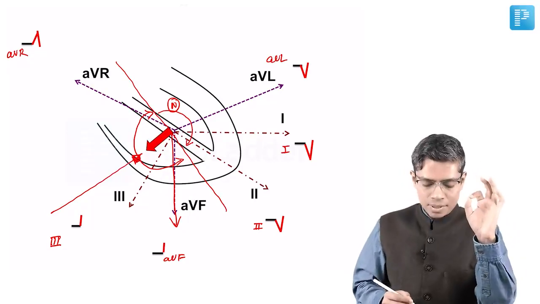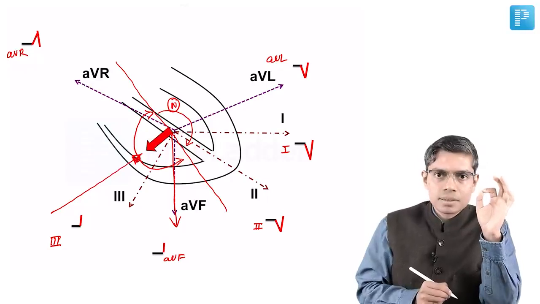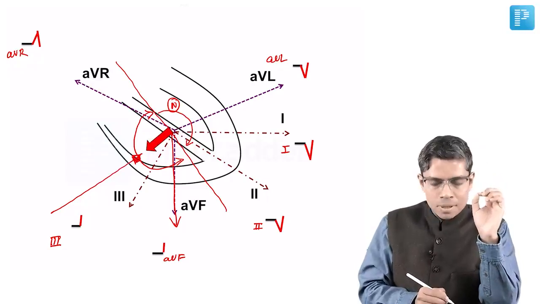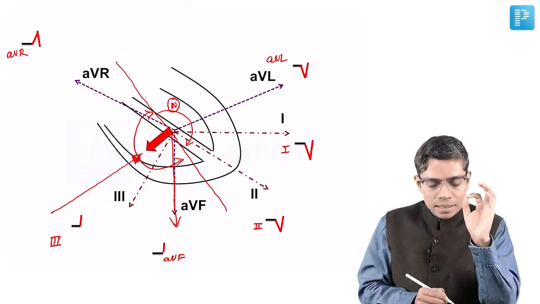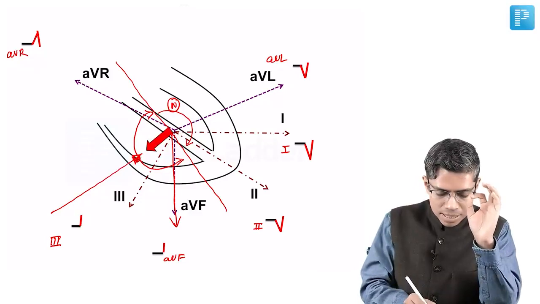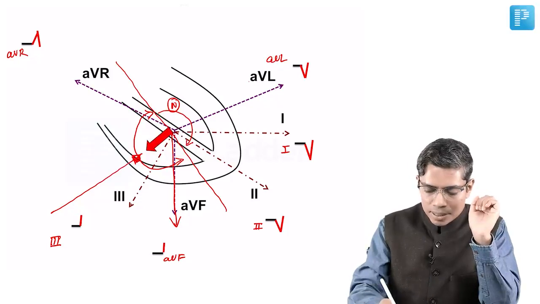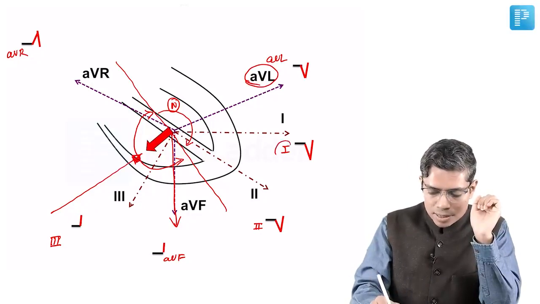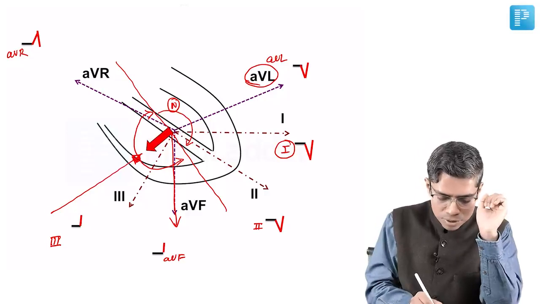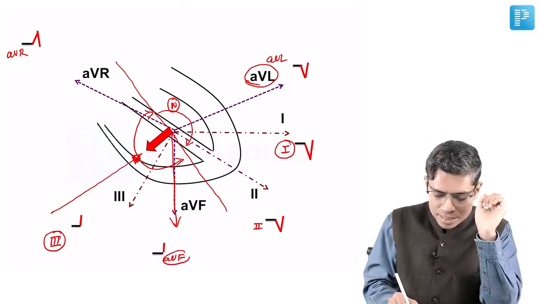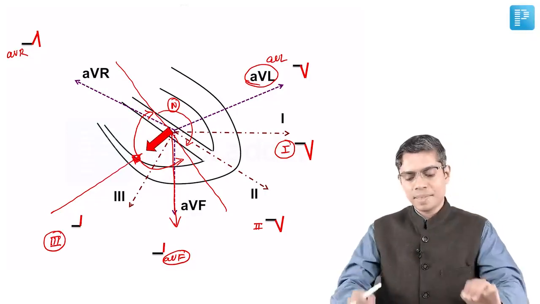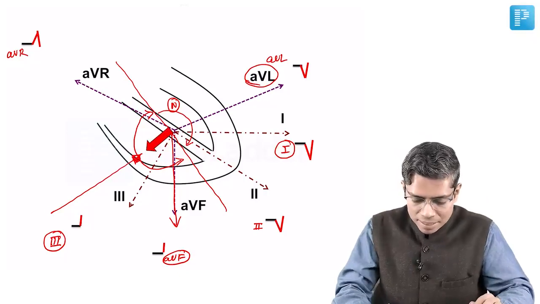So try to understand. Look at this red color. The initial vector is giving a small wave in lead 3 and AVF, and it is giving a negative wave in AVL as well as lead 1, but it is giving a positive wave in lead 3 and lead AVF, right? Okay, next is the main vector coming.